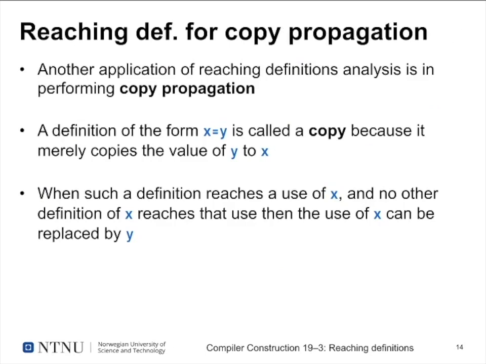So we can use reaching definitions for yet another optimization, and this optimization is called copy propagation. A definition of the form x equals y, so we're just assigning the value of one variable to another variable, is called a copy because it merely copies the value of variable y to variable x. And when such a definition reaches the use of x, and no other definition of x actually reaches that use, then we have an identity. So we can replace the use of x by y. Essentially, we save ourselves a copy because we know the values of x and y have to be identical at that program point.